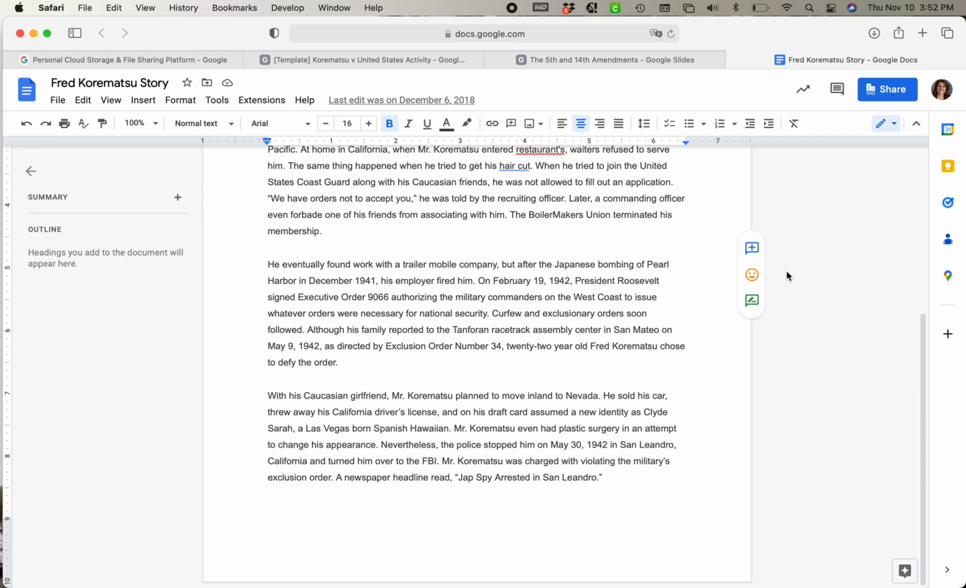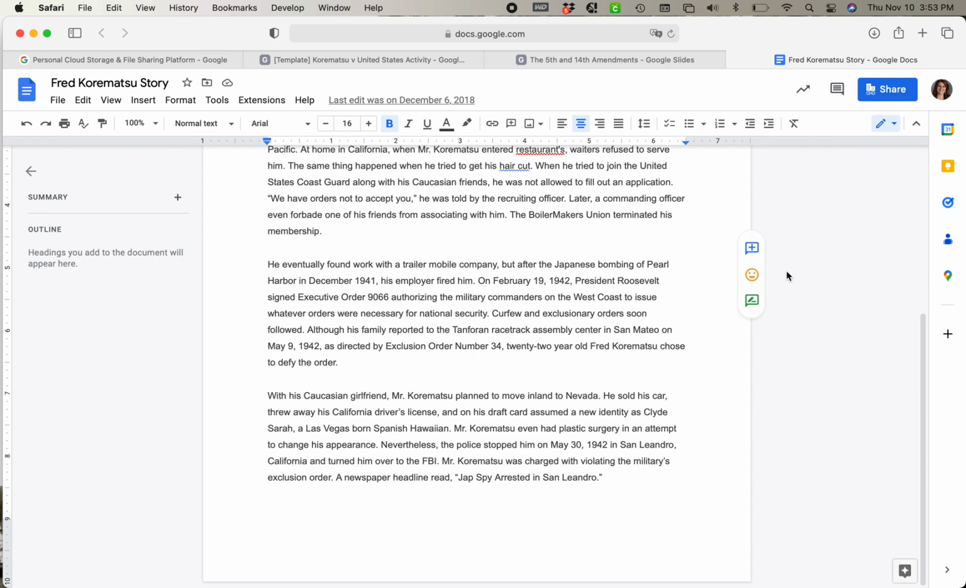On February 19, 1942, President Roosevelt signed Executive Order 9066, authorizing the military commanders on the West Coast to issue whatever orders were necessary for national security. Curfew and exclusionary orders soon followed. Although his family reported to the Tanforan Racetrack Assembly Center in San Mateo on May 9, 1942, as directed by Executive Order Number 34, 22-year-old Fred Korematsu chose to defy the order.